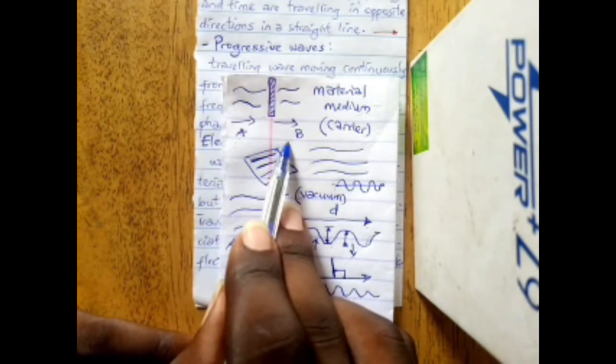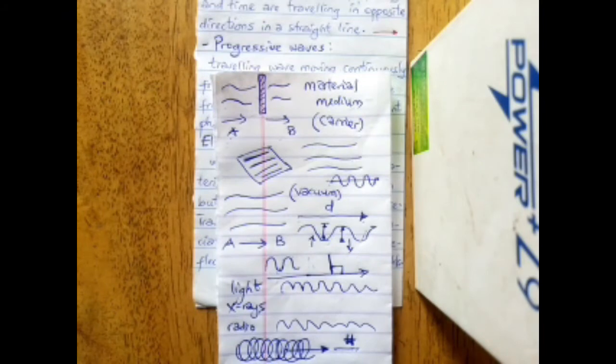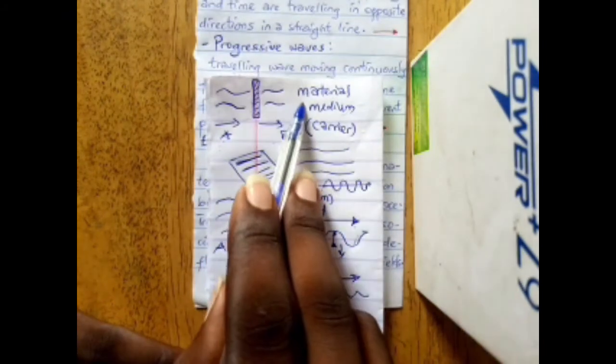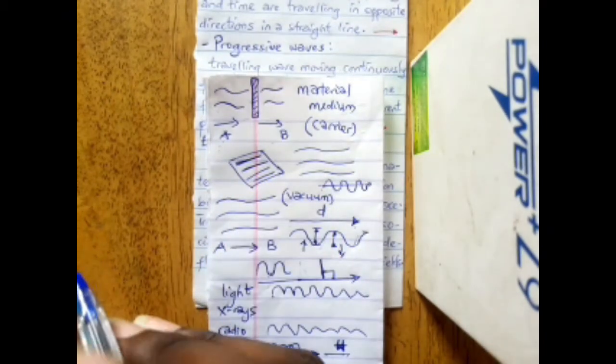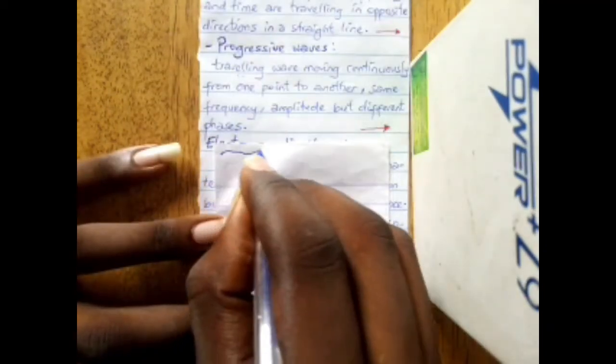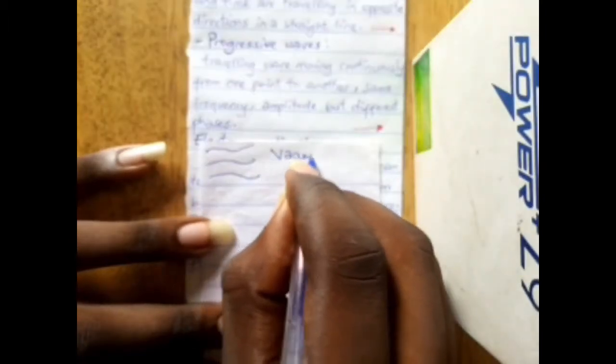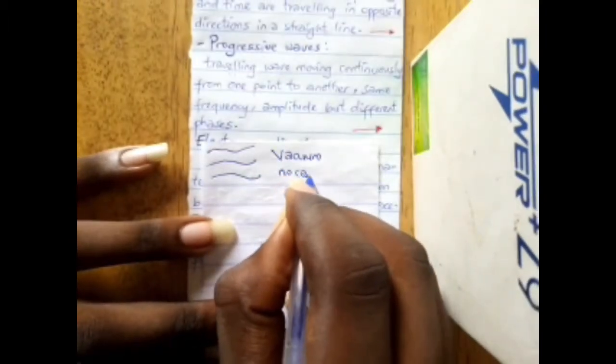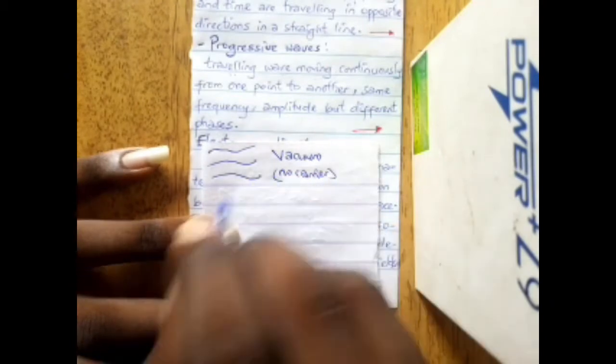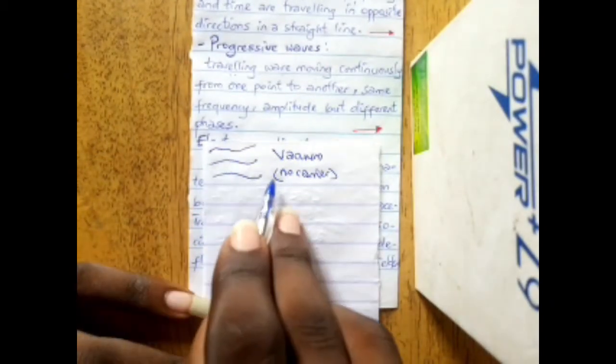Now, on introducing waves, I made mention of disturbances that travel through a medium and transfer energy from one point to another without displacing the material medium. For mechanical waves, I said they require a material medium or a carrier. But in the case of electromagnetic waves, they need no carrier. No carrier is needed for electromagnetic waves. They move in free space.